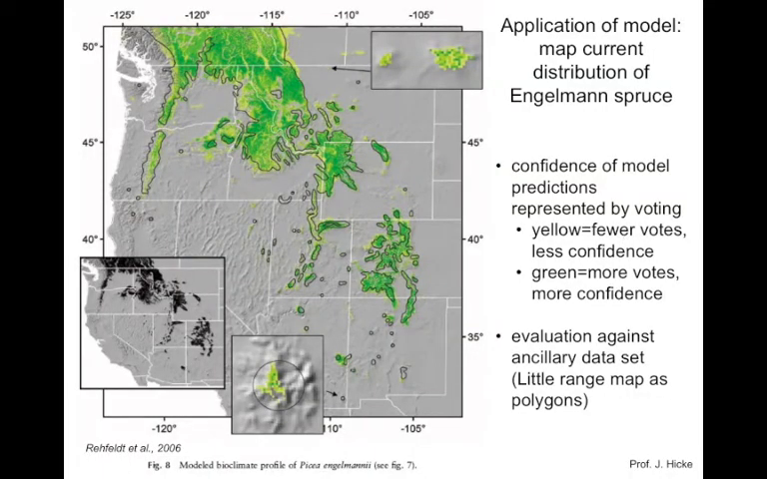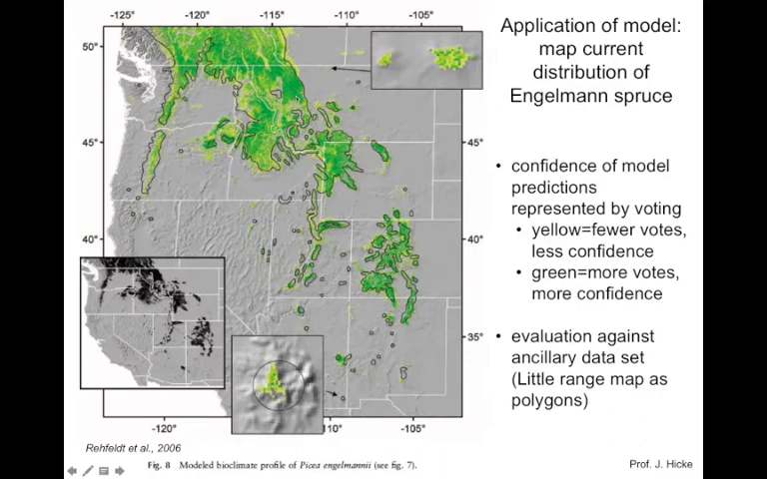Here's another two examples using tree species of the western U.S. This is work done by Jerry Rayfield, who was here at the Forest Service in Moscow. This looks at Engelmann spruce, and the colors are the species distribution model predictions. So interestingly here, in this case, they provide confidence in the model through what's called a voting technique. The greens indicate higher confidence because more models predicted presence.